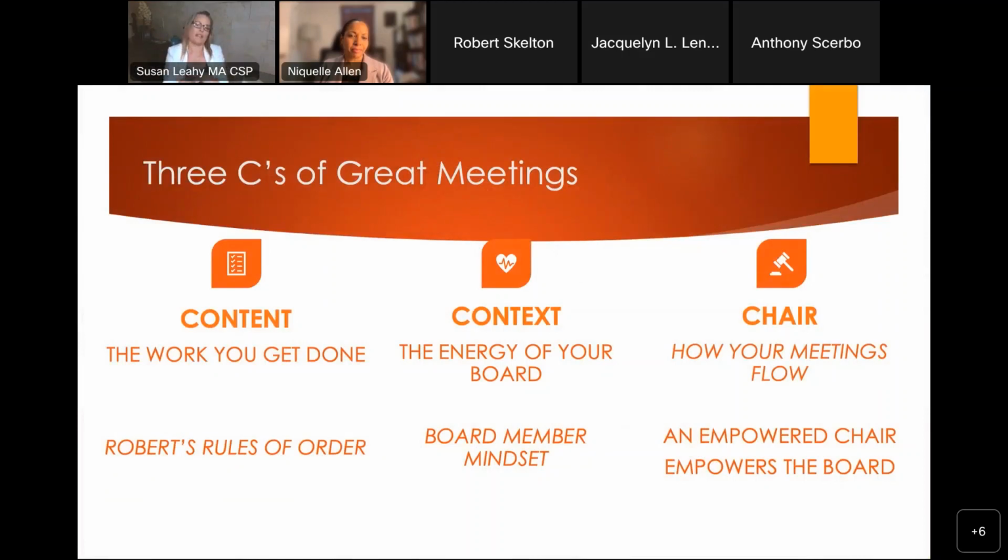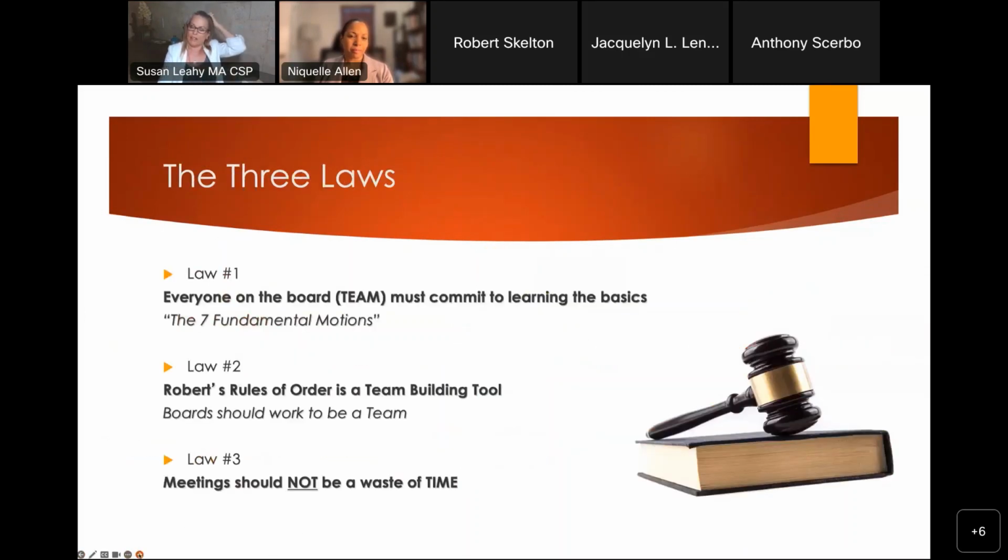And I share this at the beginning of all of my trainings because I do not want anyone to ever use Robert's Rules of Order in the fixed mindset as a weapon. I want you to use it in the growth mindset as a tool that will help you foster a healthier board dynamic. So let's take a moment and look at the other C, which is content. And we're going to talk a lot about Robert's Rules for the remainder of our training here.